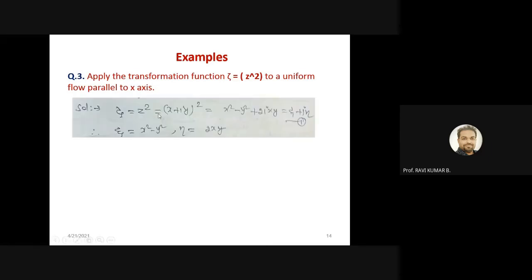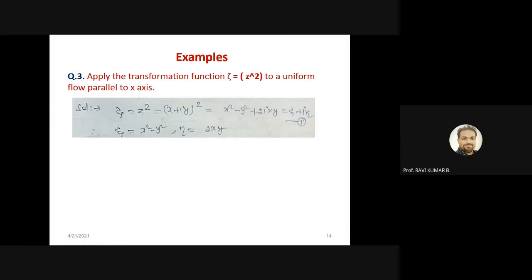Zeta is equal to z square. In place of z, you put x plus iy and whole square. Just open this bracket, you will get this equation. This is equal to xi plus i eta, because zeta is xi plus i eta. We equate the real and imaginary parts. If you equate the real and imaginary parts, you will get these two equations, one for xi, another for eta.